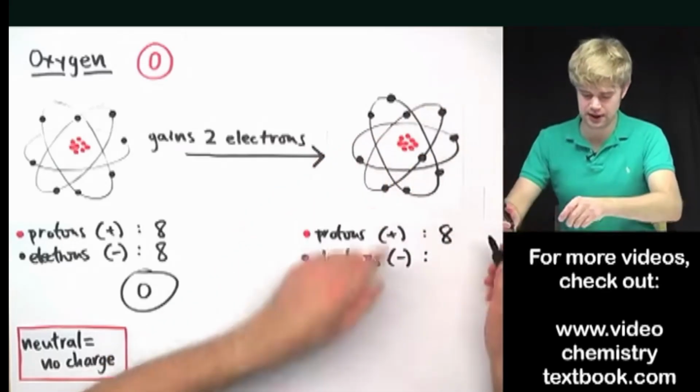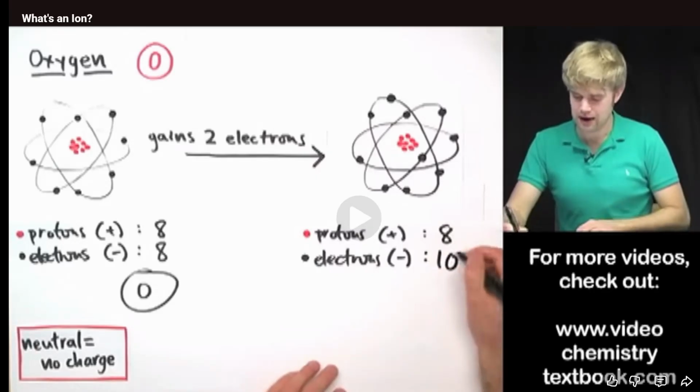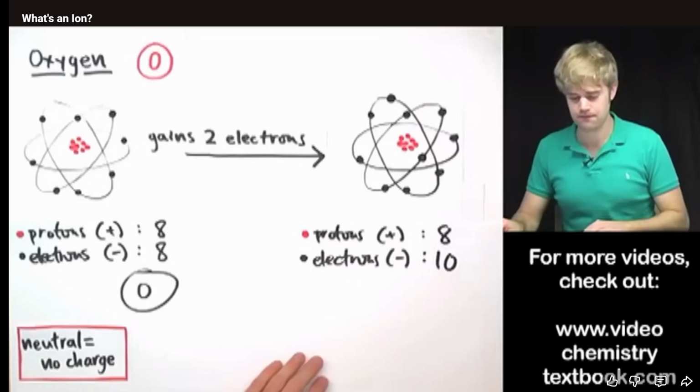Now it still has 8 protons in the nucleus. If it has gained 2 electrons, how many electrons does it have now? 10, because 8 with an extra 2 gives us 10. It now has 10 electrons instead of 8, which it had before. So what is the overall charge of oxygen once it has gained those 2 electrons? Minus 2.